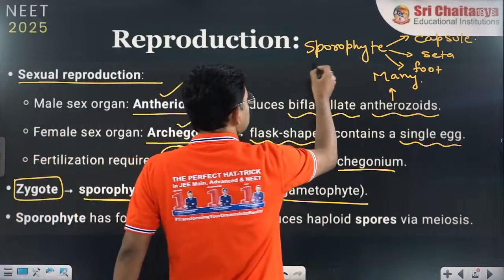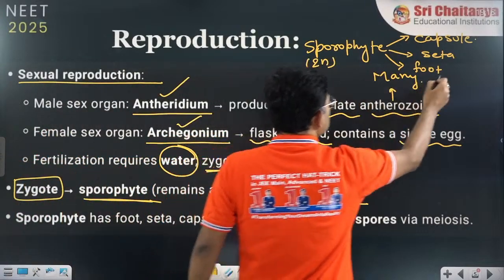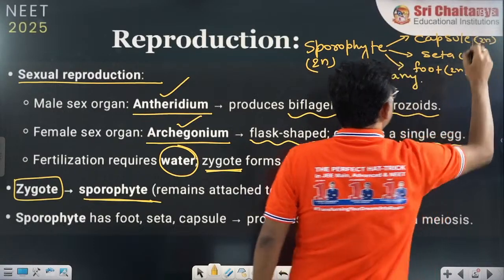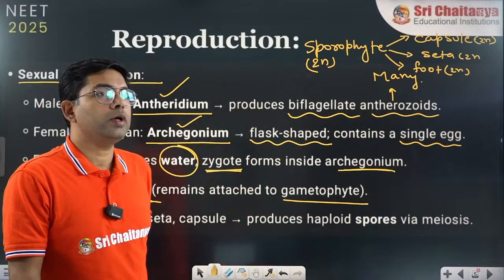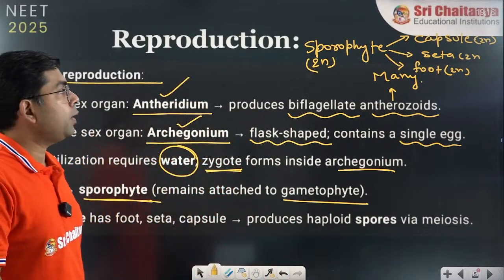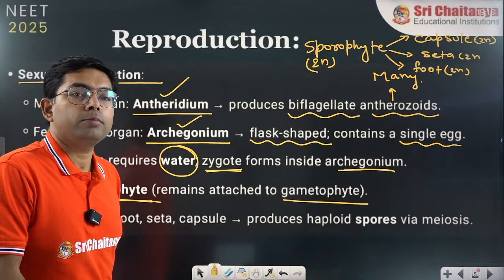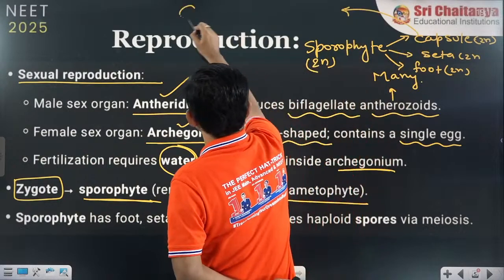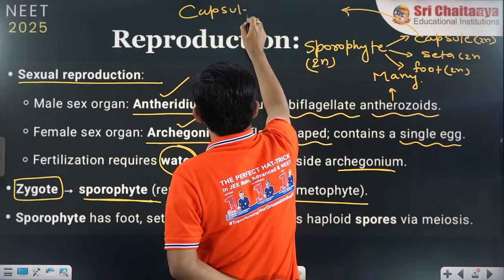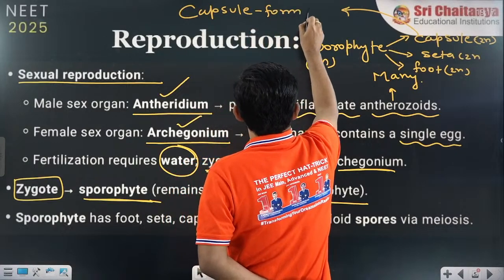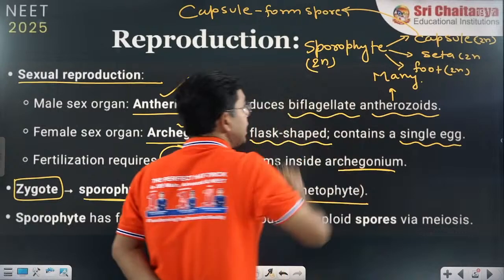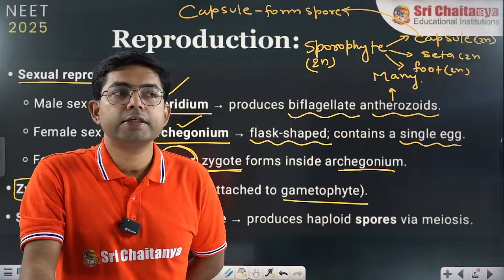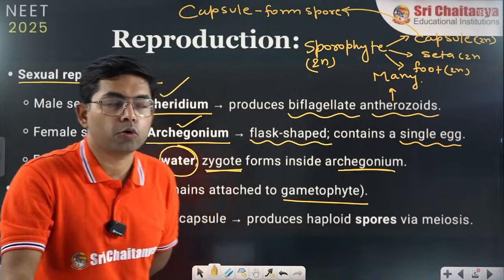This entire sporophyte is 2n. So foot, seta and capsule are also 2n in nature. Now if I ask you, which part of the sporophyte will form spore? The answer is the capsule. Note this down also: the capsule will form spore. We generally say the sporophyte forms spore, but which part of the sporophyte forms spore? It is the capsule.